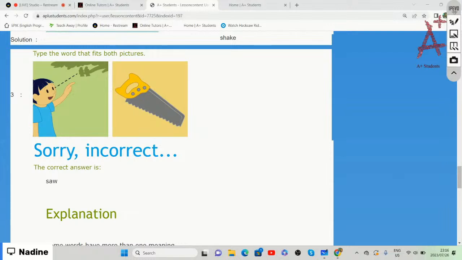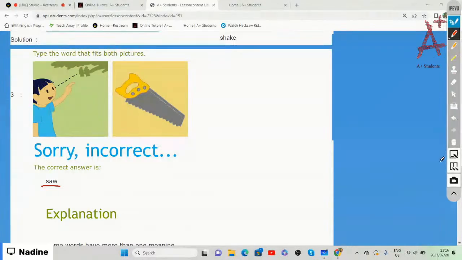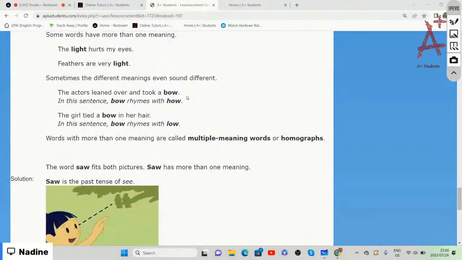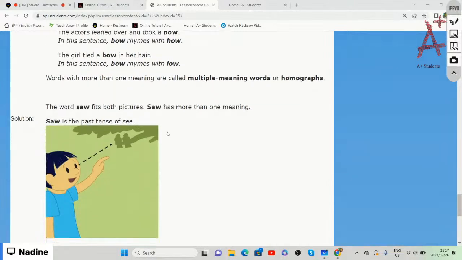Saw, S-A-W. So saw, right? It fits both pictures. If we look at both meanings of these words, it fits both pictures, but it has different meanings. In this case, the words are spelled the same and they also sound the same, but the meanings are different. And so one is past for see.